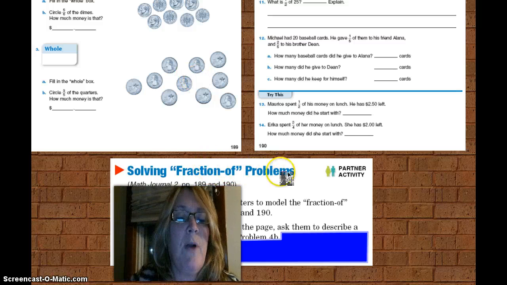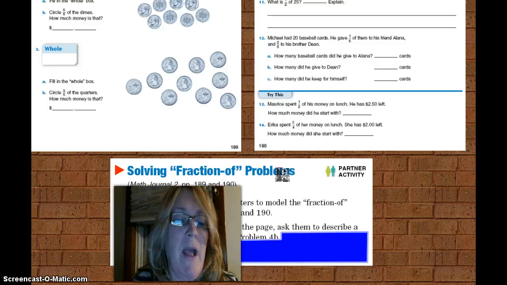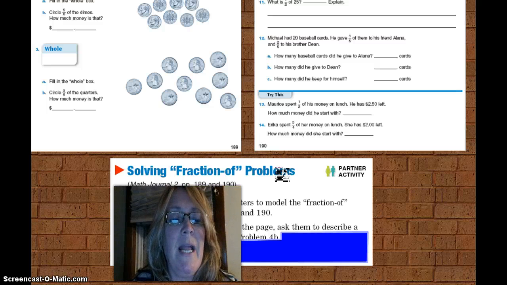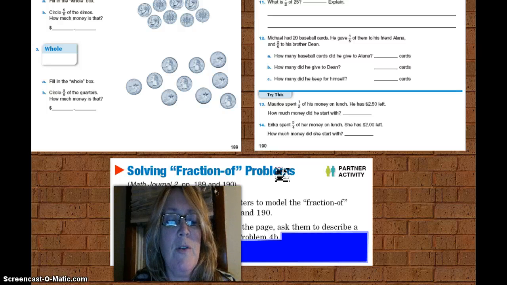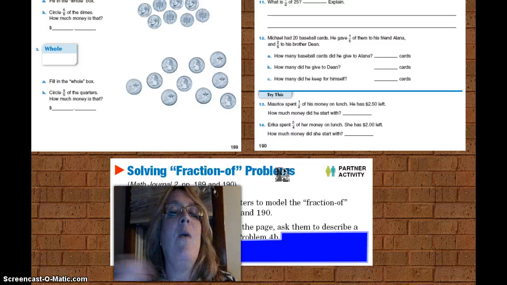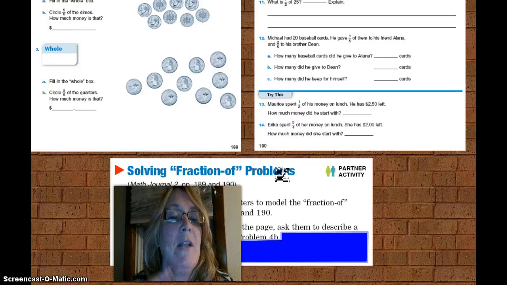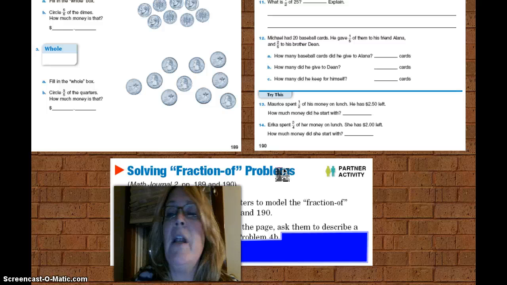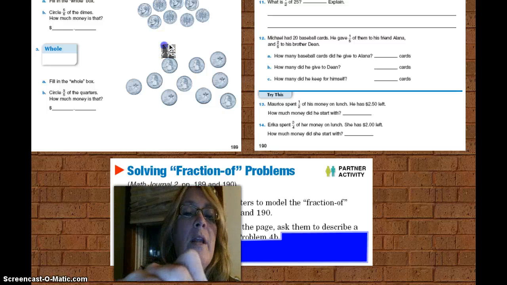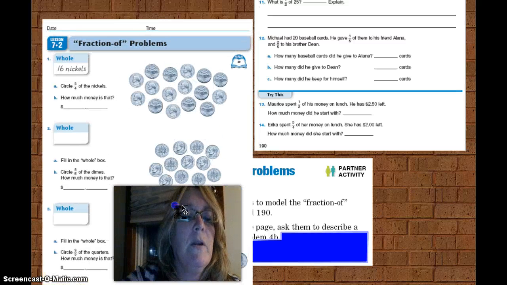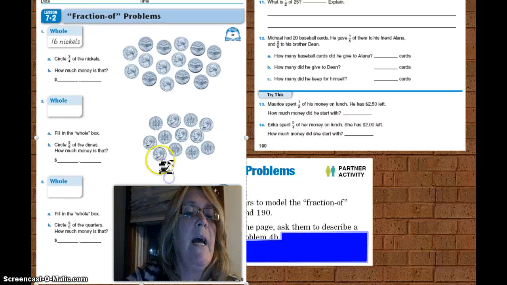Solving fraction of problems. You're going to go now to Math Journal, pages 189 and 190. Remember to use counters to model the fraction of problems on the journal pages, or I want you to go ahead and do the method that I showed you, and I'm going to do one for you here on the paper now. So this is page 189.